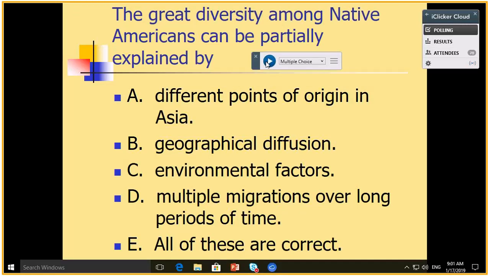The great diversity among Native Americans can be partially explained by, you're free to consult your notes. You're free to consult with each other and discuss this, why you think one answer is correct or one's wrong.